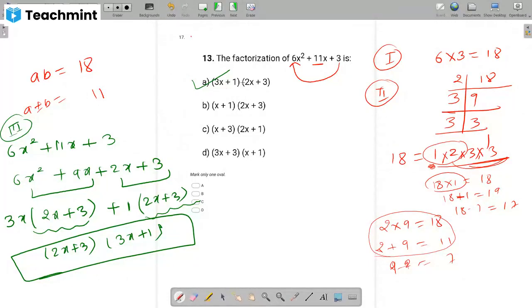Okay, so here we'll multiply these two brackets. 3x multiplied by 2x is 6x square, plus 3x multiplied by 3 is 9x, plus 2 multiplied by 1 is 2x, plus 3 ones are 3. So when you add, you will get 6x square plus 11x plus 3. This way also you can find the correct option. Okay, now let's move to the next question.